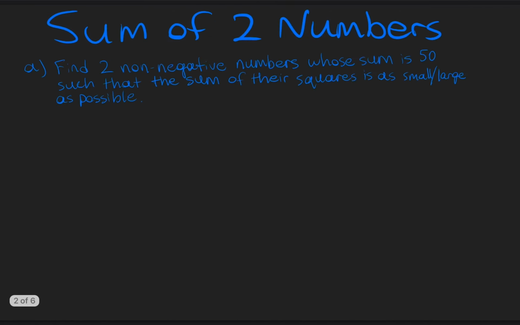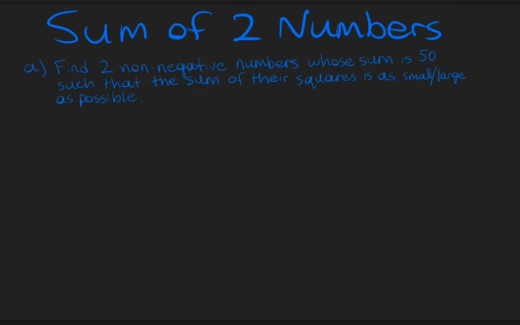Okay, so first we're going to look at a problem that tries to maximize or minimize the sum of two squared numbers. So the problem says find two non-negative numbers whose sum is 50 such that the sum of their squares is as small or large as possible.